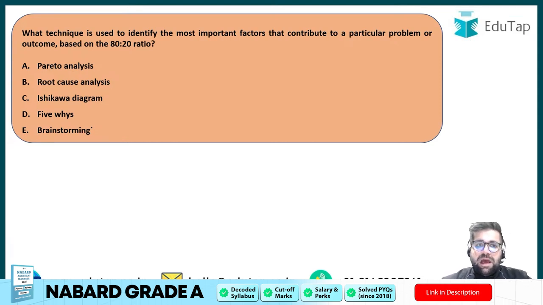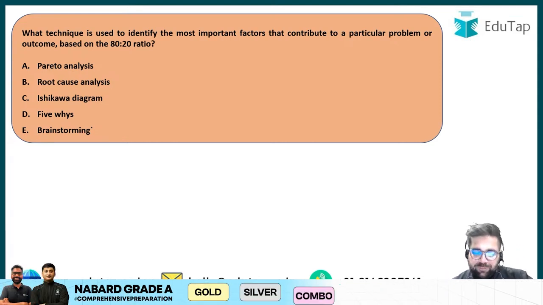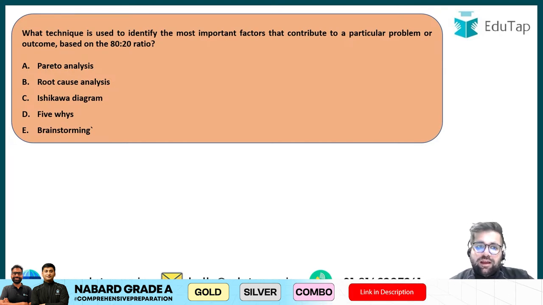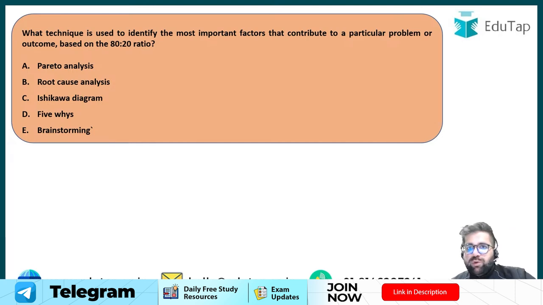Definitely the answer is Pareto analysis, which is given by Vilfredo Pareto. He is a professor from Italy, if I'm not wrong. He has contributed to the field of decision making by giving the 80:20 ratio of decision making, or how you have to make decisions in the context of using Pareto analysis.